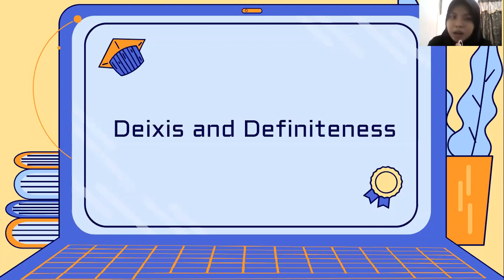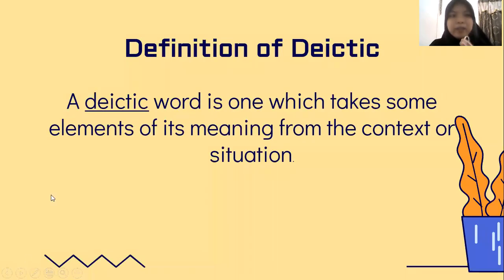In here, I want to explain about semantic materials of Unit 7. It is about deixis and definiteness. So, I will explain the definition of deictic. A deictic word is one which takes some elements of its meaning from the context or situation.